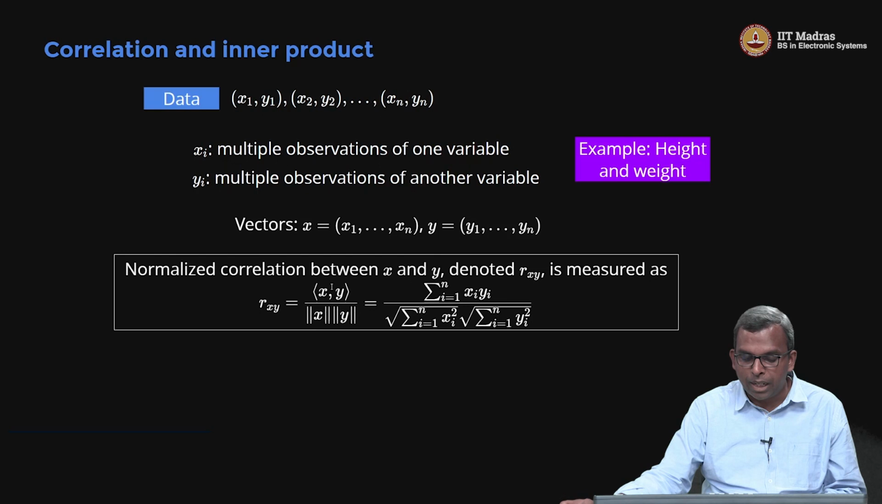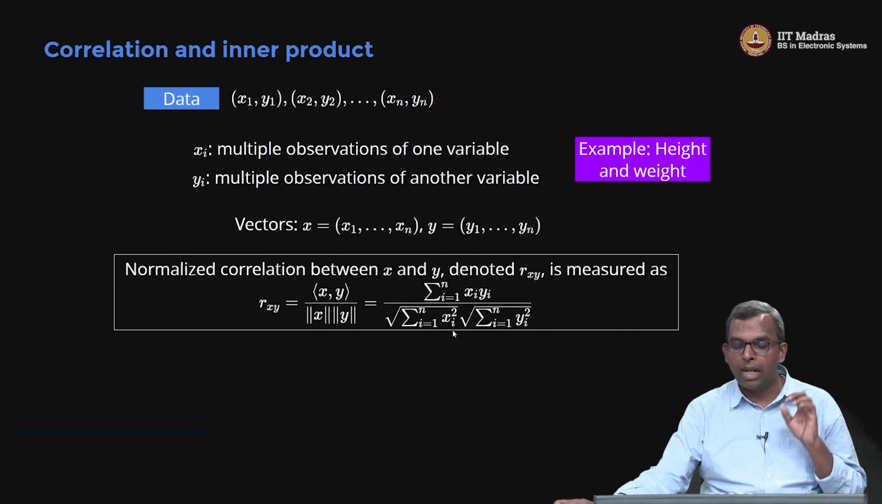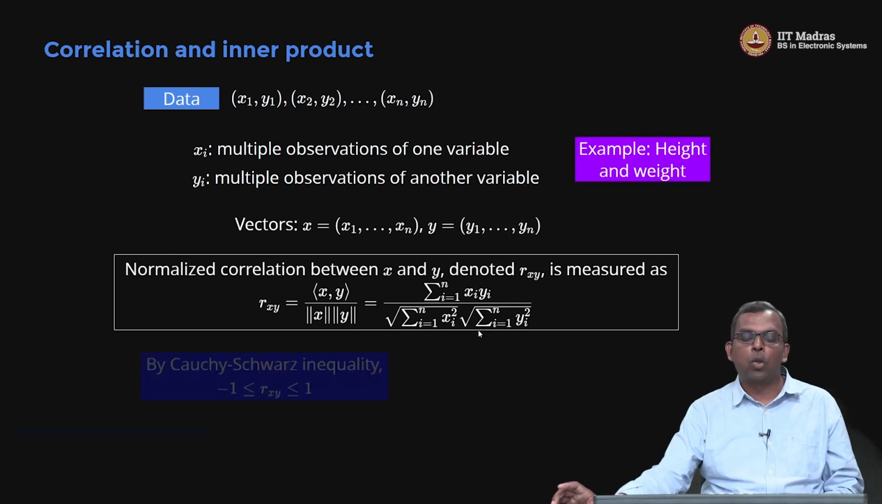Now you can write down this in terms of the xi, yi. Inner product is just summation xi yi, you know that. The norm of x is the square root of summation over i of xi squared, and for y the square root of summation over i of yi squared. So this is one number which I'm going to claim tells me something about the correlation between x and y. Why is that? That's because of the Cauchy-Schwarz inequality.